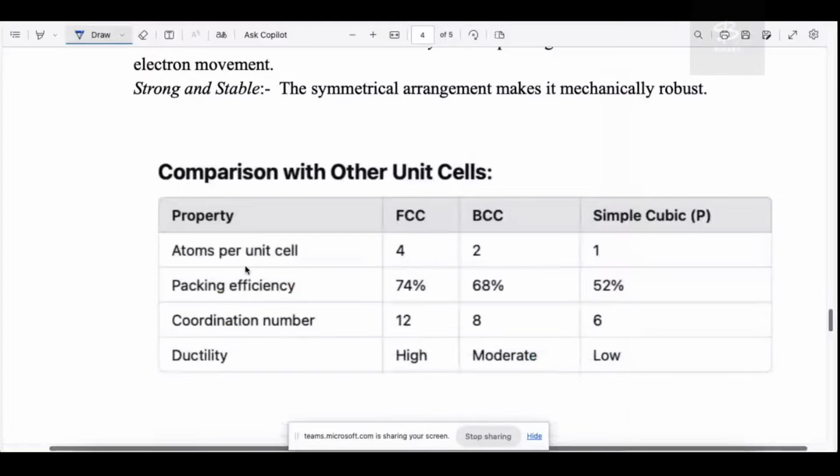I mean the total number of atoms present in FCC. FCC means the face centered cubic cell. How many atoms are present? 4. In body centered, how many atoms are present? Only 2. And if we talk about the simple cubic, the basic primitive, then it has only one, because there are only the corners where an atom can sit and nowhere else, right?